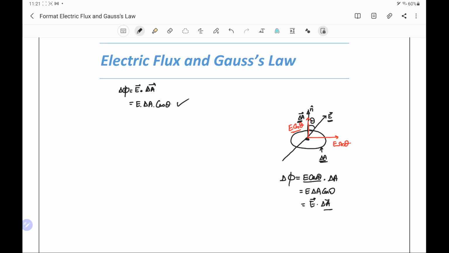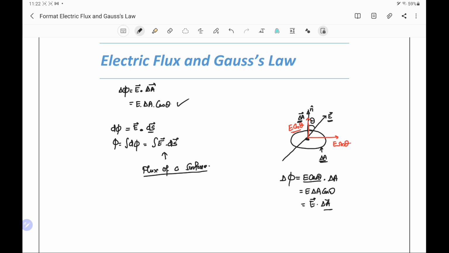Now, if the surface is a curved surface where E is not constant and area is also changing direction, then we have to use the elementary flux through this elementary surface. And to find the total flux, we integrate this elementary flux. This will give integral E dot ds. This is the flux of a surface. That means it gives the number of field lines passing through a surface.